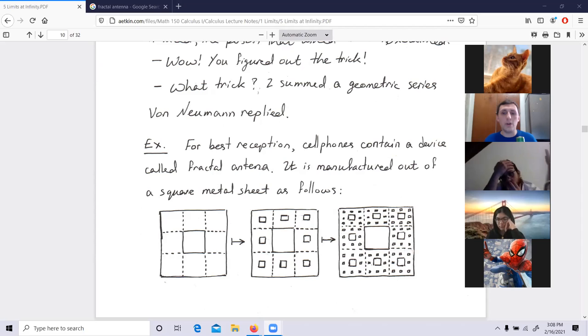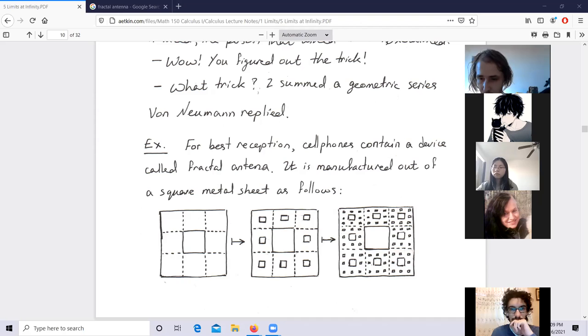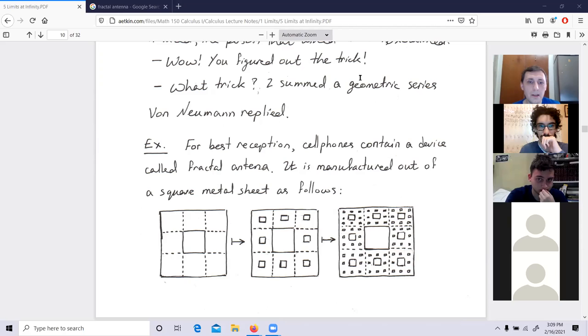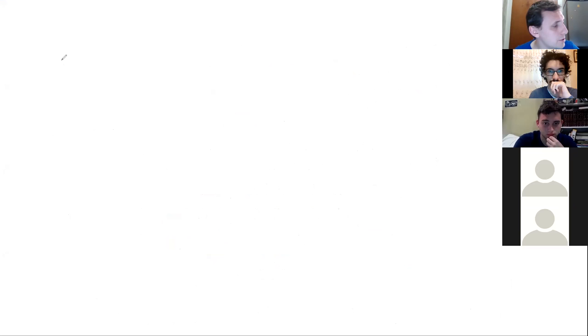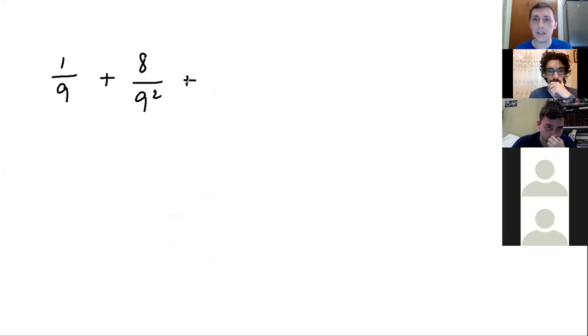Good? So my question is, how much total material do you recycle in building this antenna? You're clear with my question, guys? Infinite material, but I mean, we have only this piece of metal. How much do we recycle? Again, right? We notice that after the first step, we recycled 1/9. After the second step, we recycled 8/9 squared. After the next step, how much did we recycle? After the next step, how much did we recycle, guys?